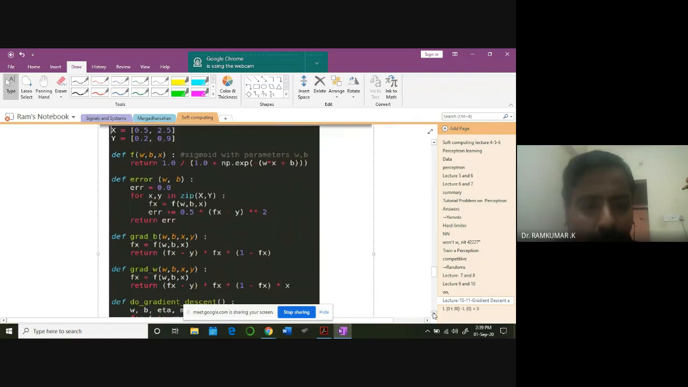Look at the code. So I'm going to give some input. Okay, 0.5, 2.5. What is the output? Corresponding to 0.5, I need to get 0.2. For 2.5, I got 0.9. Is it clear? The code is visible to everyone.